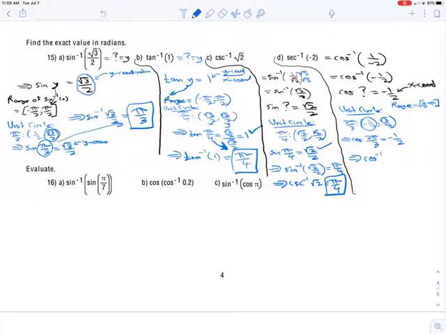So cosine inverse of negative 1/2 is equal to 2 pi over 3, which implies secant inverse of negative 2 equals 2 pi over 3. All right? So again, rewriting it with cosine. All right, let's look at some composition properties.